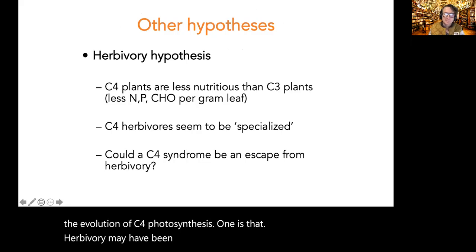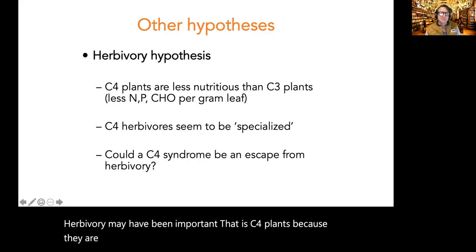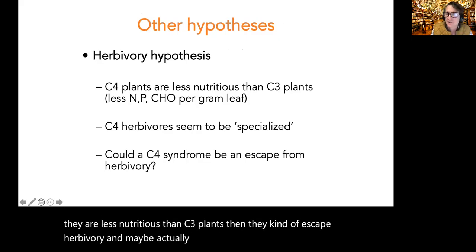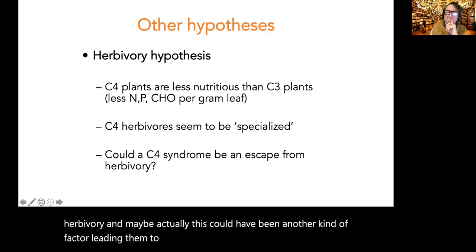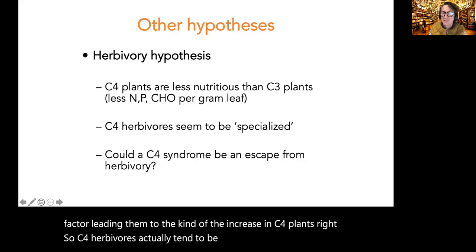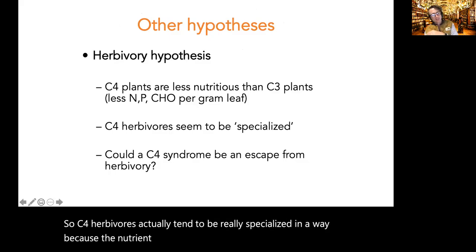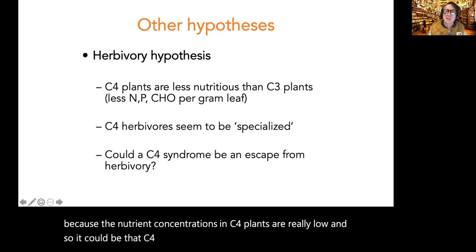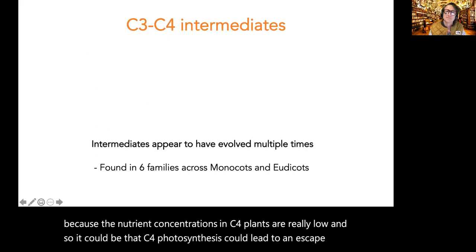That is, C4 plants, because they're less nutritious than C3 plants, then they kind of escape herbivory. And maybe actually this could have been another factor leading to the increase in C4 plants, right? So C4 herbivores actually tend to be really specialized in a way because the nutrient concentrations in C4 plants are really low. And so it could be that C4 photosynthesis could lead to an escape from herbivory as well.